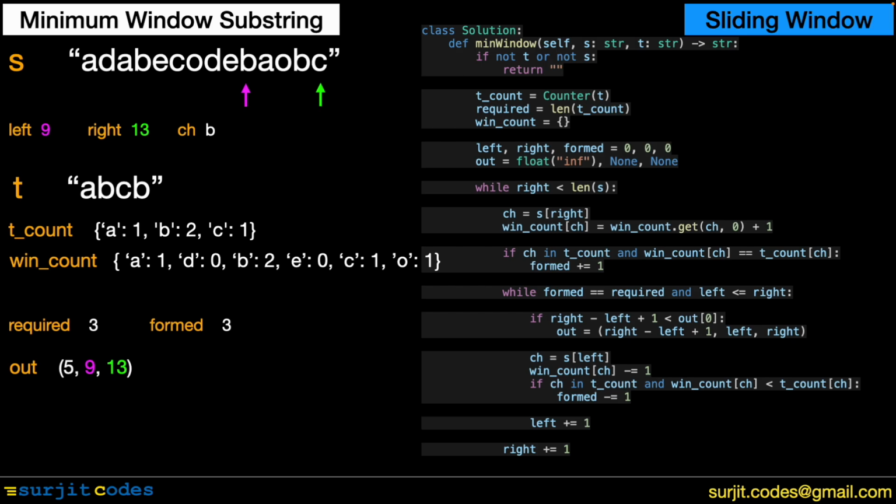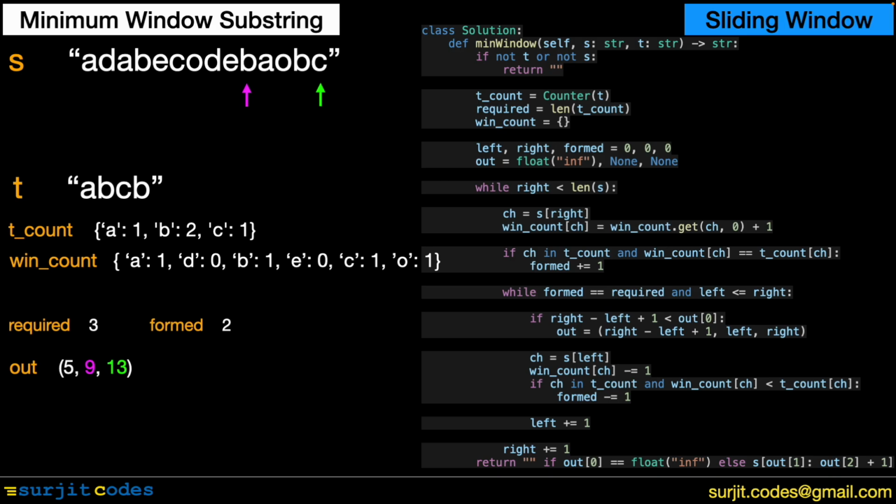At this stage out is 5, 9, 13. Character at left is B. Count of B in win count is reduced to 1 and formed is reduced to 2. Left becomes 10 and right becomes 14 and the main loop terminates. Substring of S of length 5 from 9 to 13 is returned as the answer. However, if length is infinity, an empty string is returned.